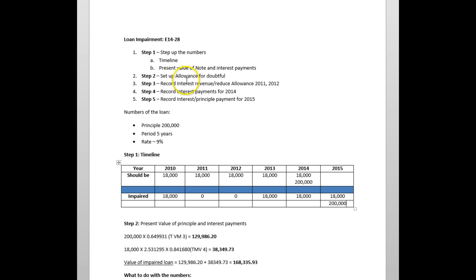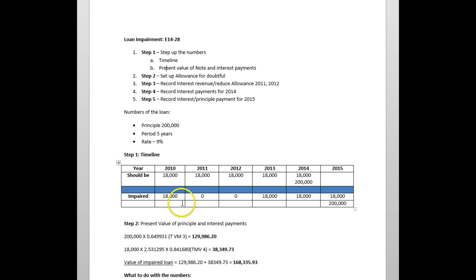Well, I put it out in 5 steps here. Step 1, you're going to set up the numbers. You're going to set up a timeline, and you're going to find the present value of the note and the interest payments. Because that note at this point in time is not worth $200,000.